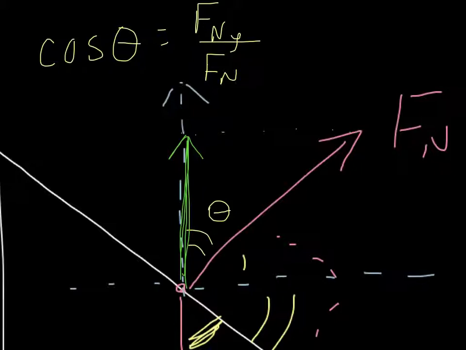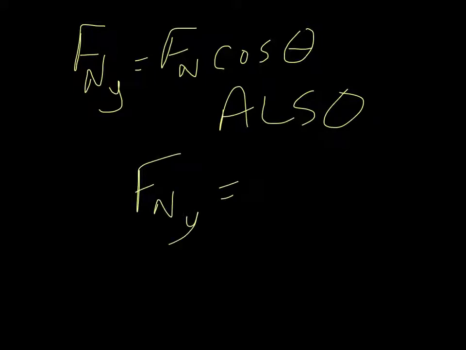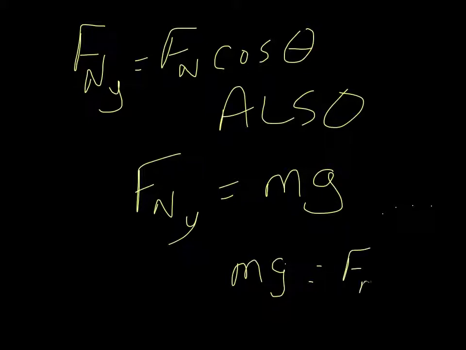We do that cross multiplication. So if that's true, and we also know what we said earlier, that Fn in the y direction is equal to mg, then the transitive property says, yep, mg is equal to Fn cos theta.